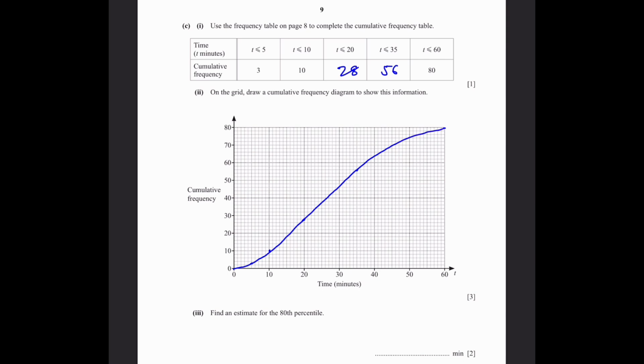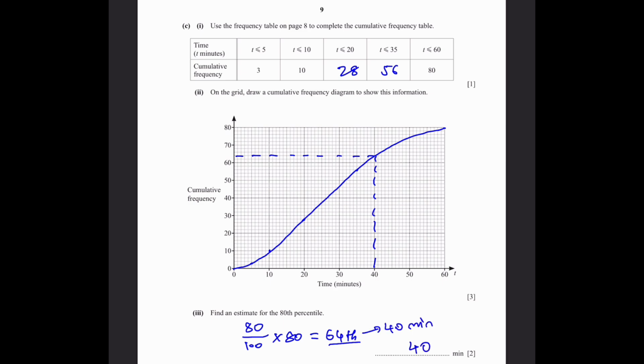That's our answer. Let's go to part 3. Find an estimate for the 80th percentile. So the 80th percentile is going to be 80 by 100 times whatever frequency you have, 80, which is at the 64th value. And the 64th value is going to be, drawing a straight line to that, 40 minutes.